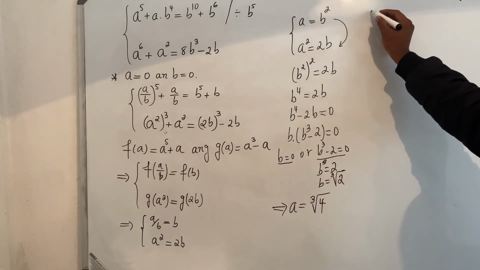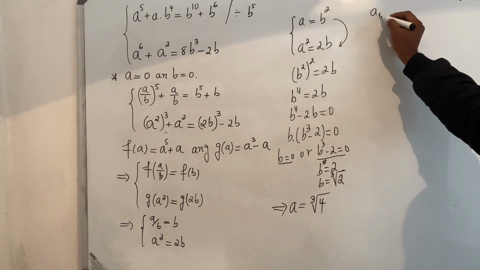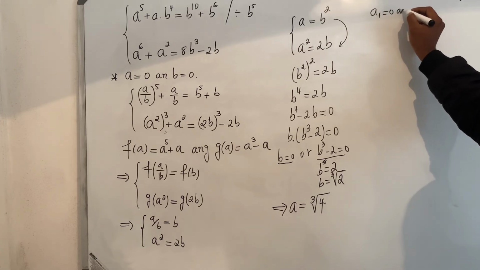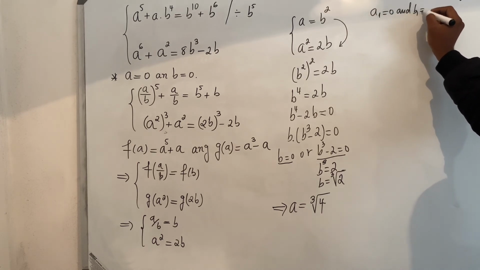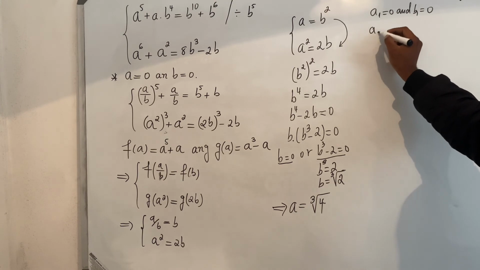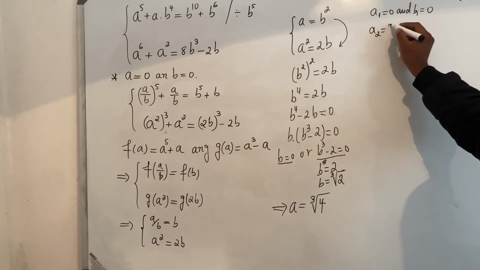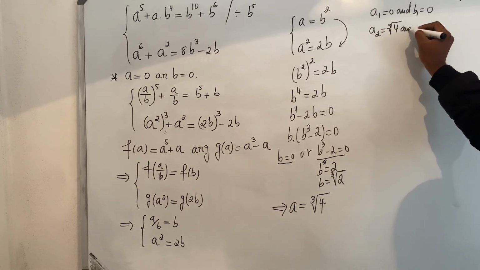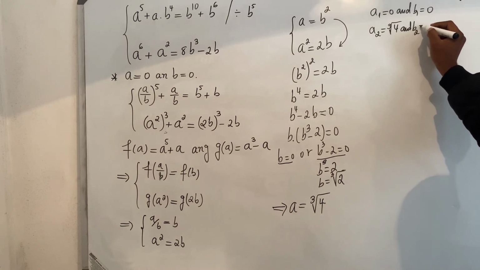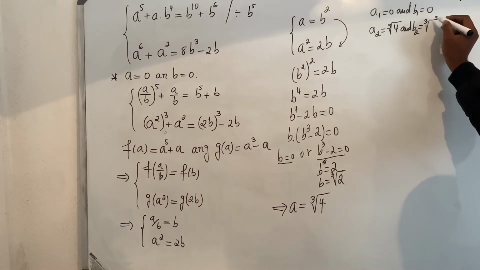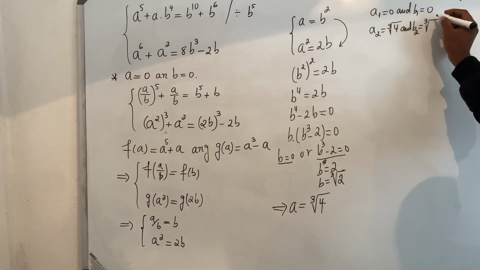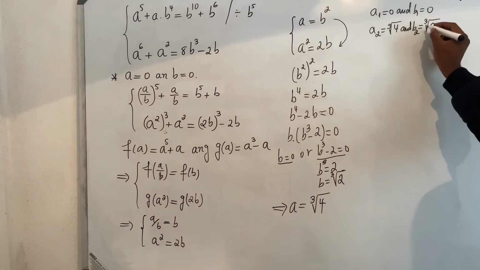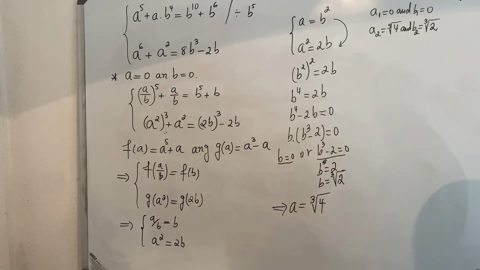So those are the solutions that we have. First, a1 equal to 0 and b1 equal to 0, and we also have a2 equal to the cube root of 4 and b2 equal to the cube root of 2. So those are the solutions for this simultaneous equation.